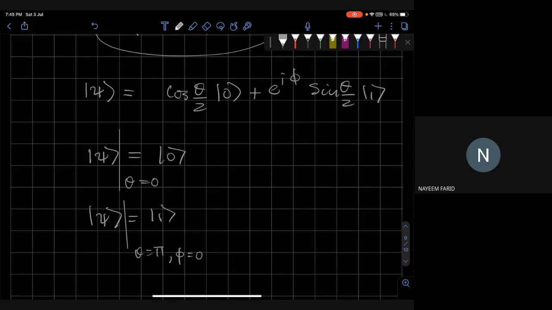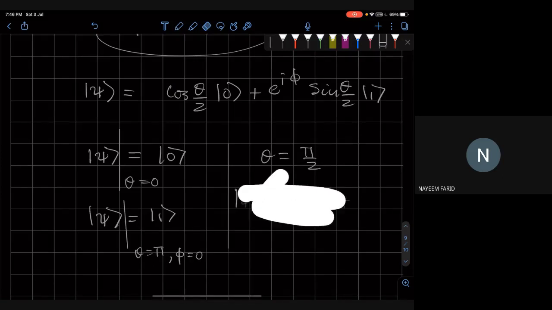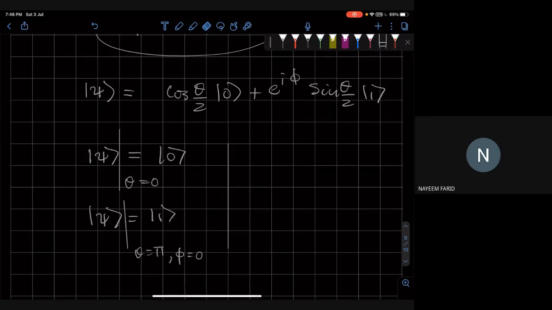Right? Because when theta is pi, sine of pi by 2 is 1, right? And phi is 0, so this is 1. And when theta is pi, cosine of 90 degrees is what? Is 0, right? And the most maximally entangled state is going to be when it's between the two, when theta is pi by 2. When theta is pi by 2, it's going to be 1 over square root of 2 of 0. Sorry, I misspoke. This has nothing to do with entanglement yet. Okay, so is this clear now?